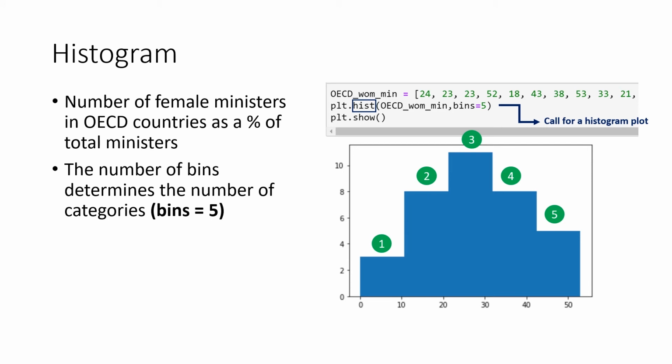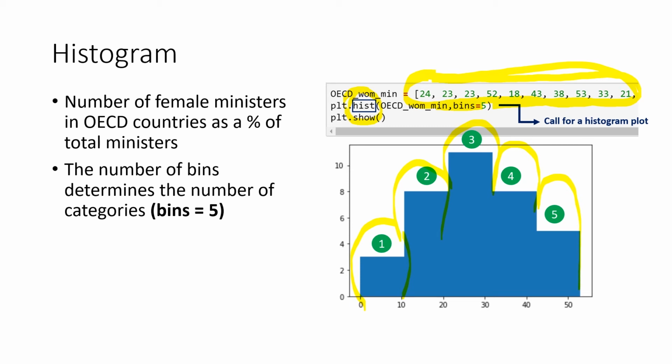The histogram is a little bit different from the other two graphics. Here we only have one variable that we define, and that is the percentage of female ministers. And then we plot by using .hist, and we only include our first list, and the bins we define by 5, and you can also customize that if you want to. But here in our example, we have 5 different bins. So that is why we call bins equals 5. If we had used bins equals 10, we would have had 10 bins.